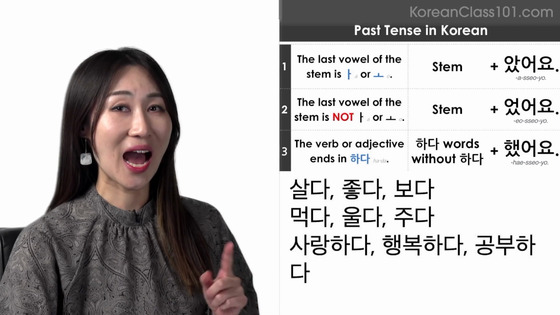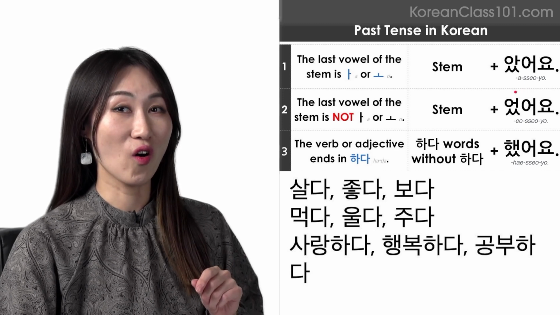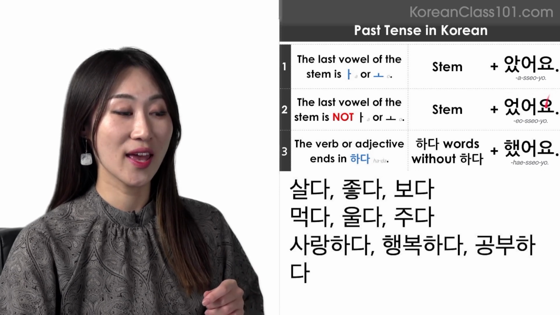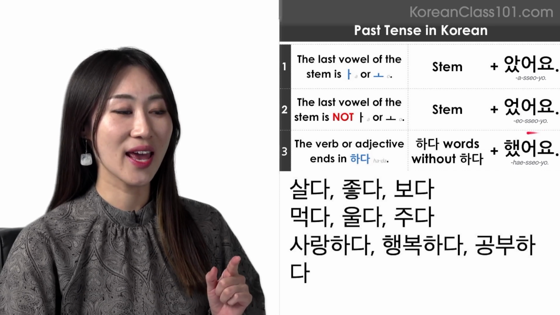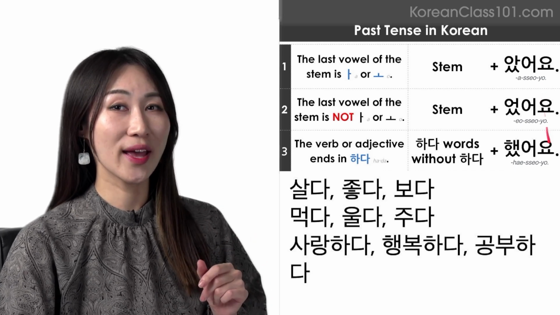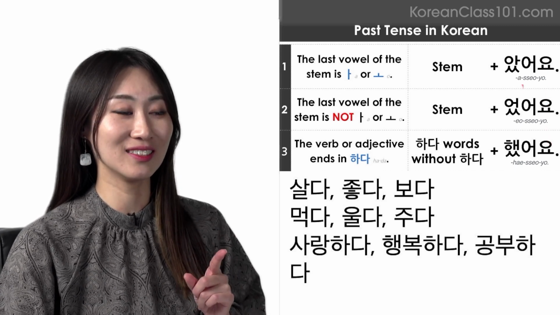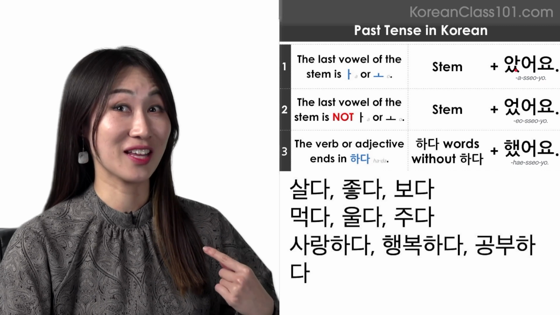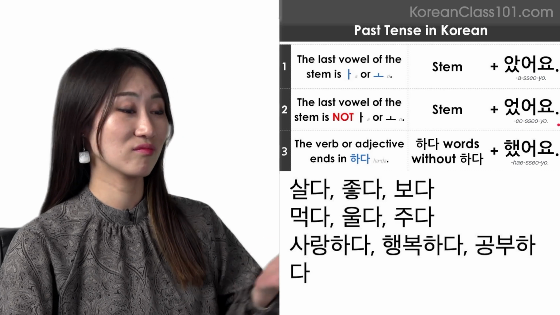Ending was 아요, right? But now it's 았어요. It was 어요, right? But now it's 었어요. And the last one was 해요, right? And now it's 했어요. So basically, it was 아요, 어요, 해요, but it became 았어요, 었어요, 했어요. So this 쌍시옷 sounds like past tense to me as a native speaker. So just remember this ending and everything is the same.